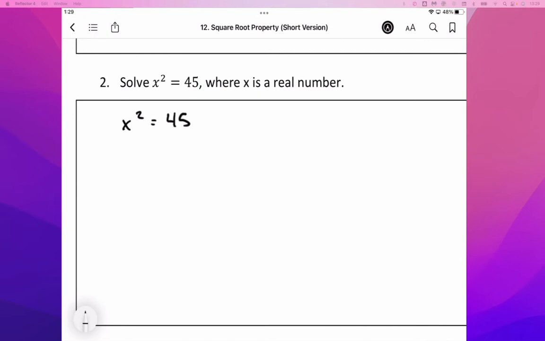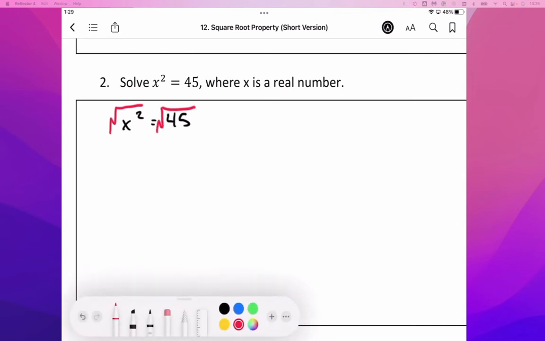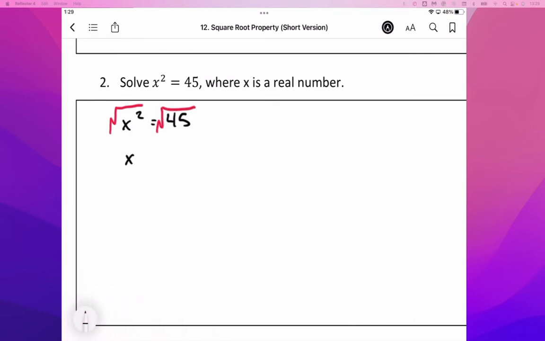Now, 45 does not have a perfect square root, and we're not going to be dealing with decimals or any of that. If we can't take a perfect square root from it, we're going to leave it inside the radical symbol. And so we see that if we want x by itself, the first thing we need to do is take the square root, because that's the inverse of squaring. And so we will get x is equal to the square root of 45. And what's the square root of 45?